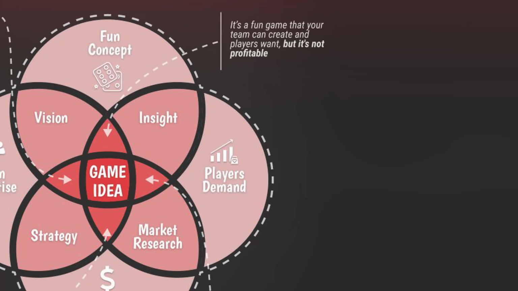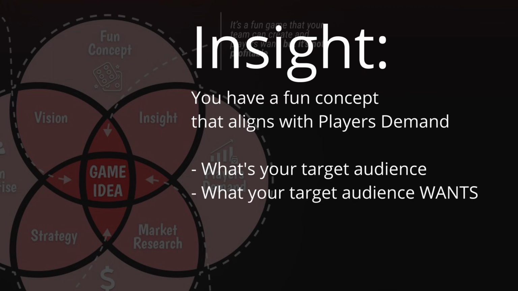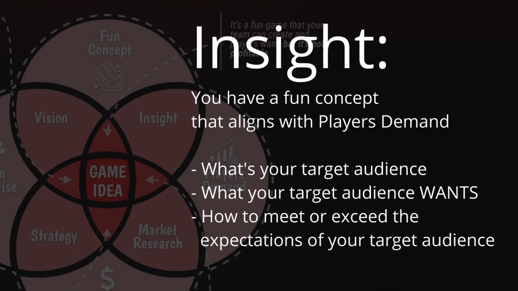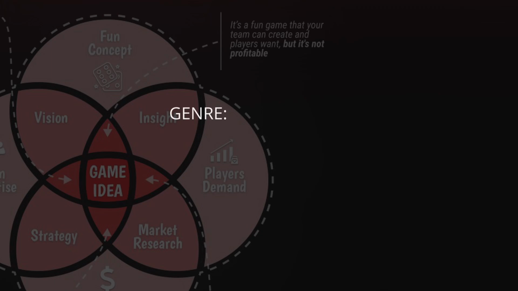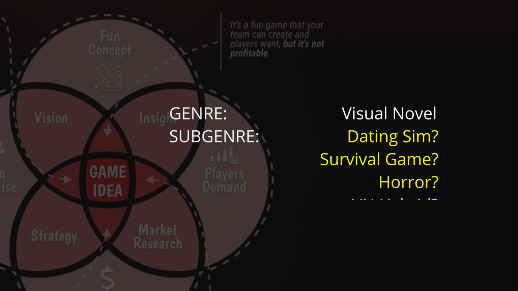So to start, insight means that you have a fun concept and it aligns with players' demand because you understand who your target audience is, what they want in a game like yours, and how to meet or exceed their expectations. So first, figure out what genre of game your idea is. Probably a visual novel because you're watching this channel right now and you're definitely going to subscribe. Then figure out the subgenre of your idea. Is it a dating sim, survival game, horror, or some sort of visual novel hybrid with another genre?